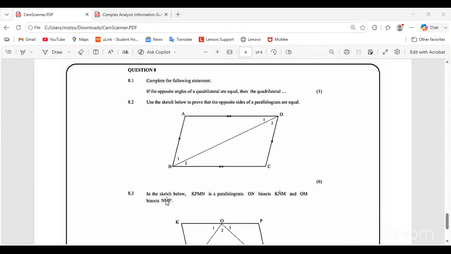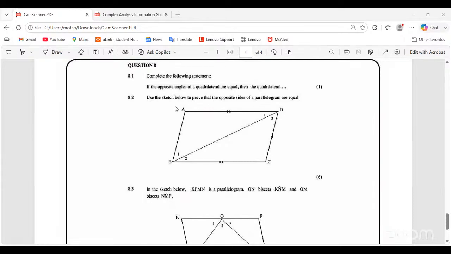Now, okay, question 8.1 says to us, complete the following statement. The statement says, if the opposite angles of a quadrilateral are equal, then that quadrilateral, what is that quadrilateral that has opposite angles that are equal? It's a parallelogram, it's a rhombus, it's a rectangle, it's a square. Any of those quadrilaterals you can mention here. Okay, let's proceed to 8.2.